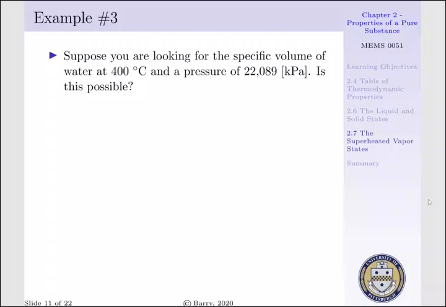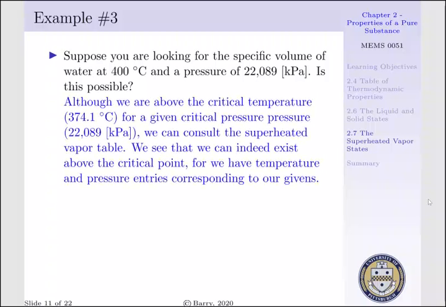However, if we turn to our superheated vapor tables, table B.1.3 on page 789, we see we do have a pressure entry of 20,000 kPa with a corresponding temperature of 400 degrees centigrade, as well as a pressure entry of 30,000 kPa and a corresponding temperature entry of 400 degrees centigrade. That is, we do have these published values on our superheated vapor water tables, and thus we can pull the value.